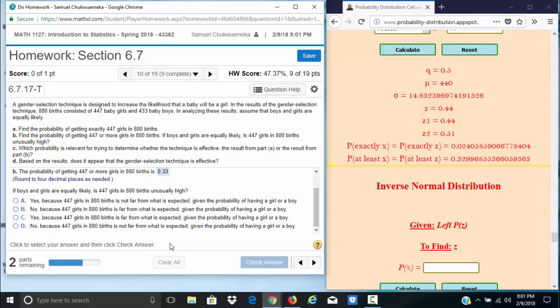Okay, it's not unusually high, no, because the probability is 50-50. Okay, 50% chance, equally likely, which means 50-50. So out of 880 bets, you have 447 girls. Okay, so it's 50-50. It's not unusually high, no. So that's the way you actually look at this question here. Half of 880 is 440. So having 447 girls is not far from what is expected. So our correct option would be D. Okay.